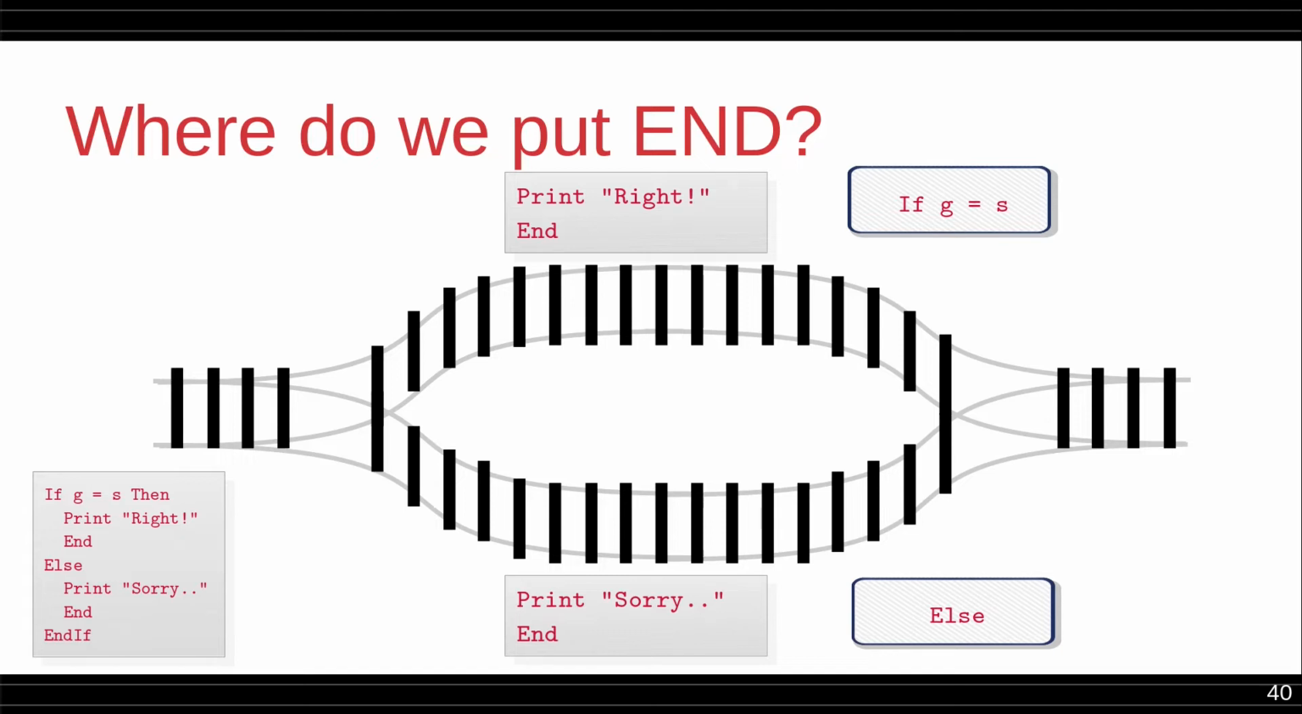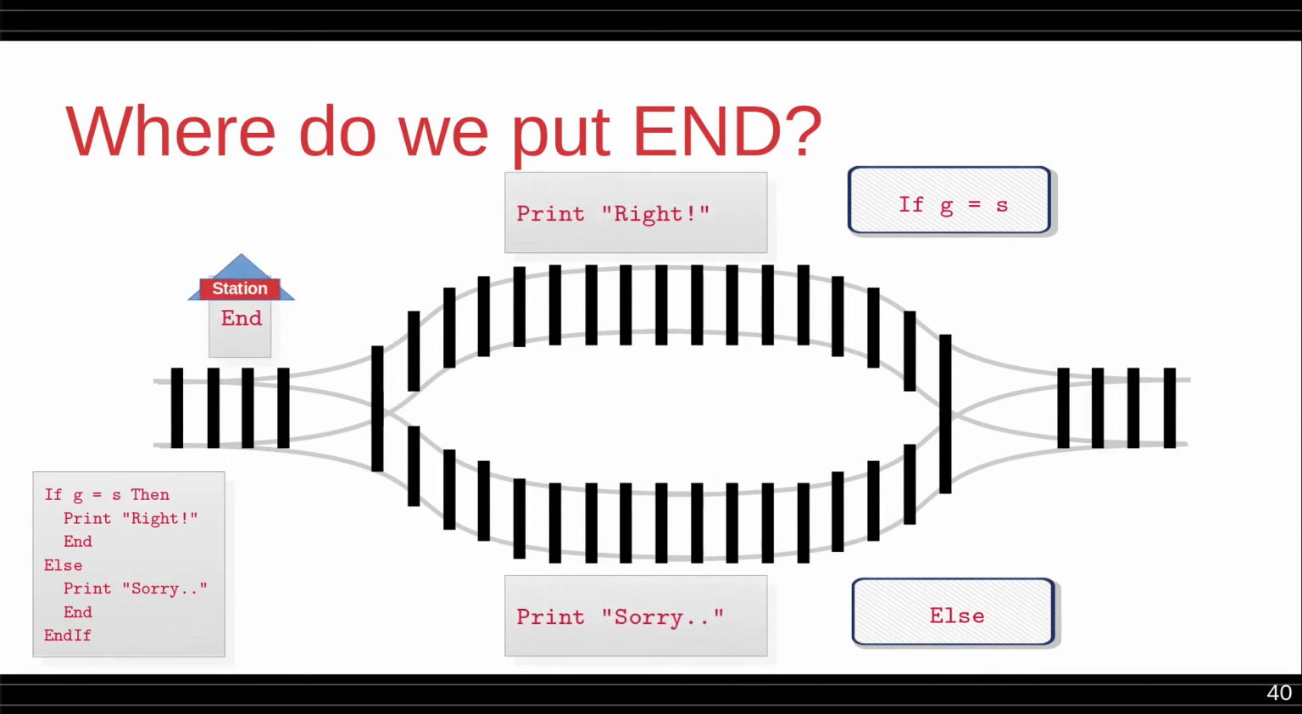So where do we place the station? Right, after the end if switch, where both tracks meet again. That's where we place our station. Try to predict in which order which statement is executed. You'll find that whether we build 2 stations or one single station, both tracks do absolutely the same.